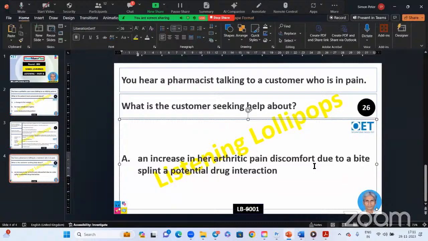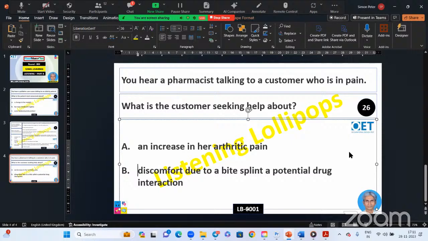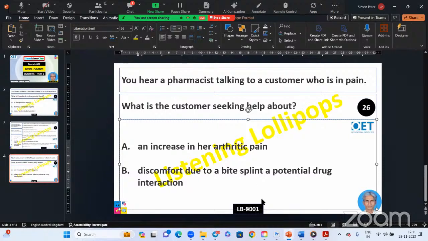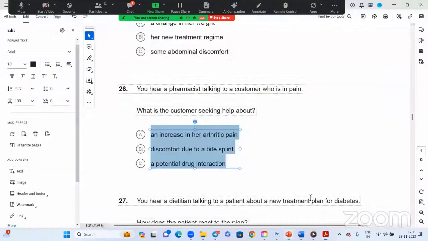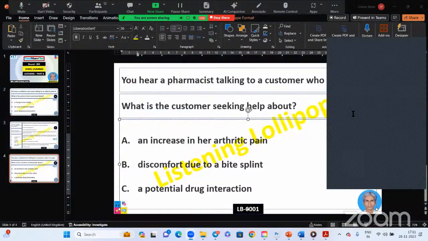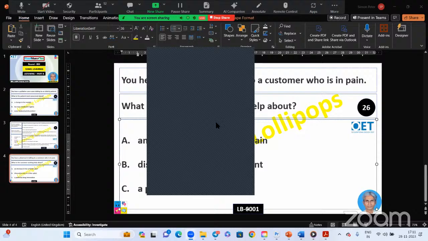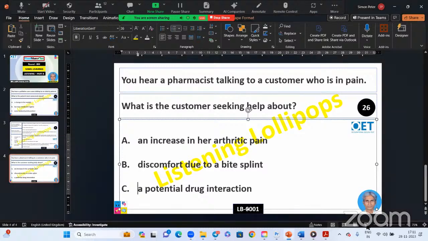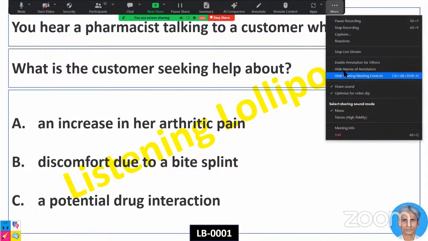An increase in her arthritic pain, discomfort due to a bite splint, a potential drug interaction. There is the question. Go through the question for 1 minute.